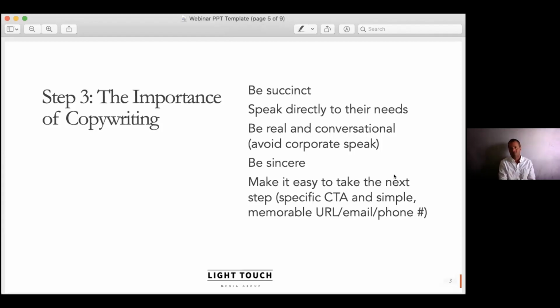Nobody wants to be advertised to. Nobody wants to be marketed to anymore. People just want simple, direct, helpful information. And if you deliver that, they're going to be really appreciative and they're going to respond to it.